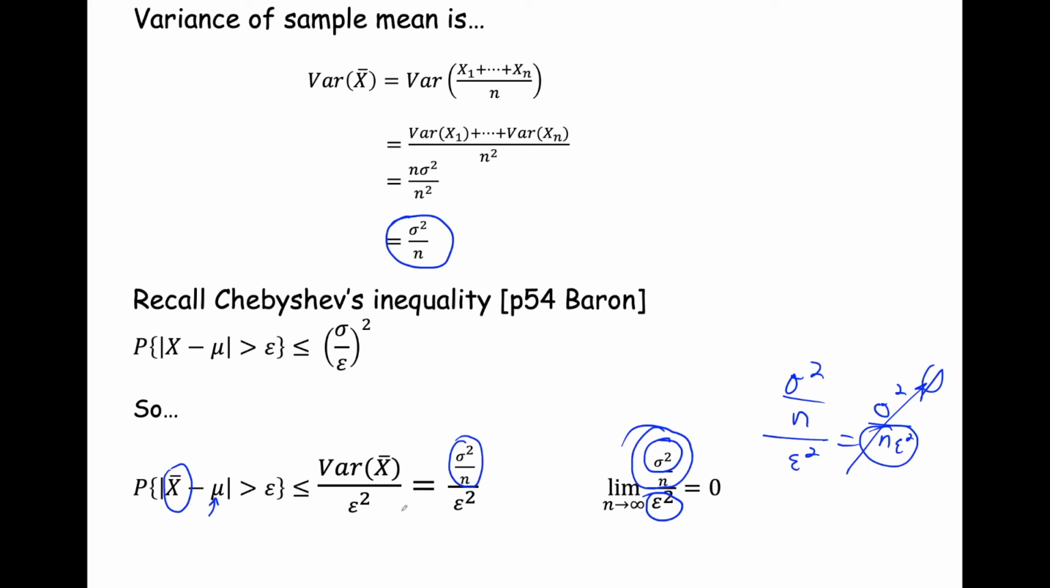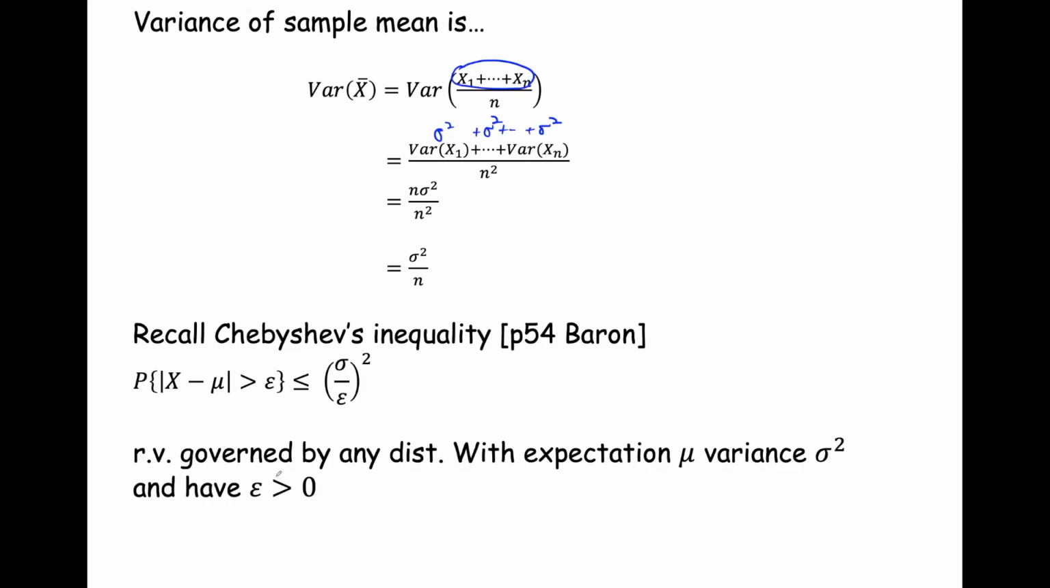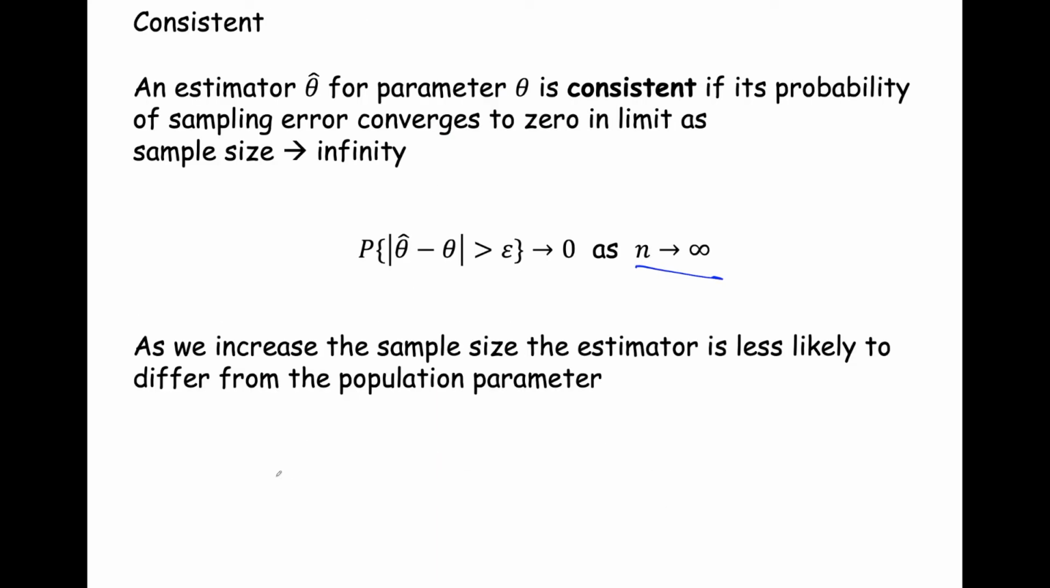And so the probability that x bar exceeds mu by more than epsilon goes to 0 as n goes to infinity. And so in this, we've used Chebyshev's inequality to show that our statistic x bar is consistent. We're using Chebyshev's inequality to put a bound from above on the probability of this expression.